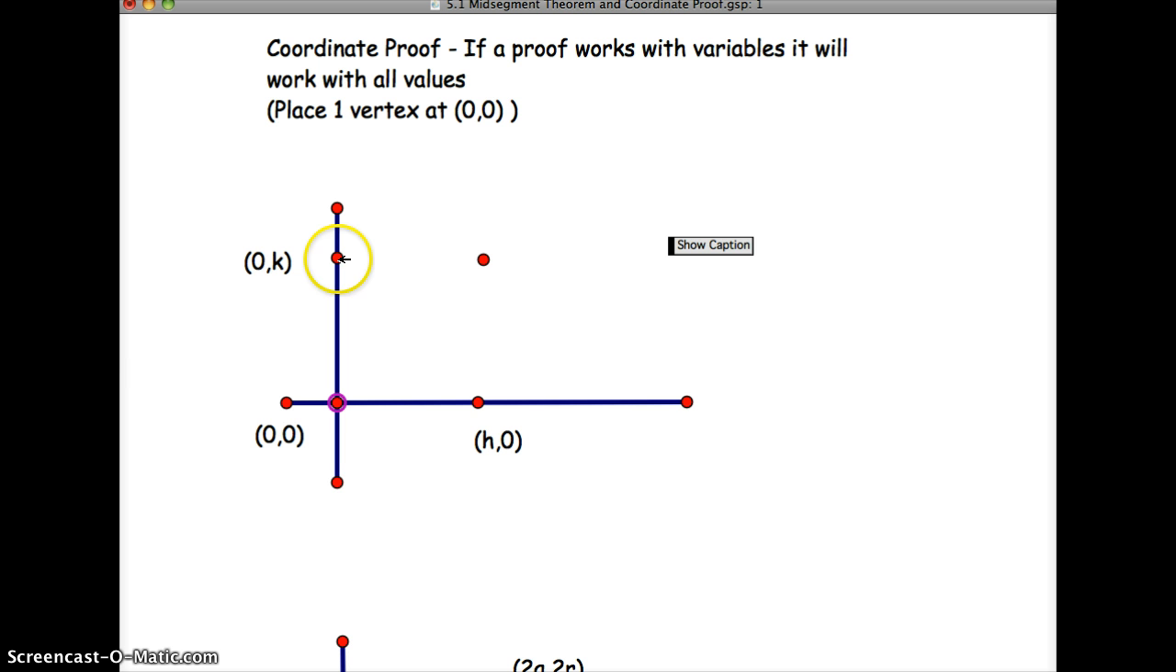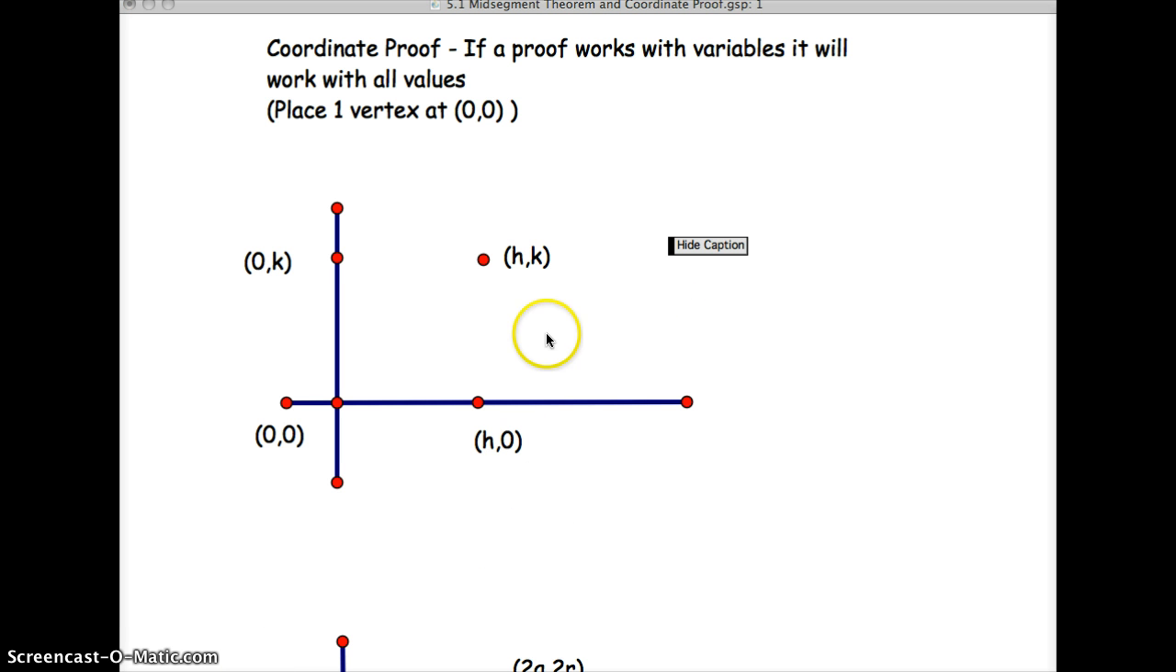And then I'm going to put a point here on 0k. Then I'm going to put a point here on h0. Okay, if I have these points, what can I say this point is called? Yeah, this is hk. It's over h, it's up k based on everything else around it.